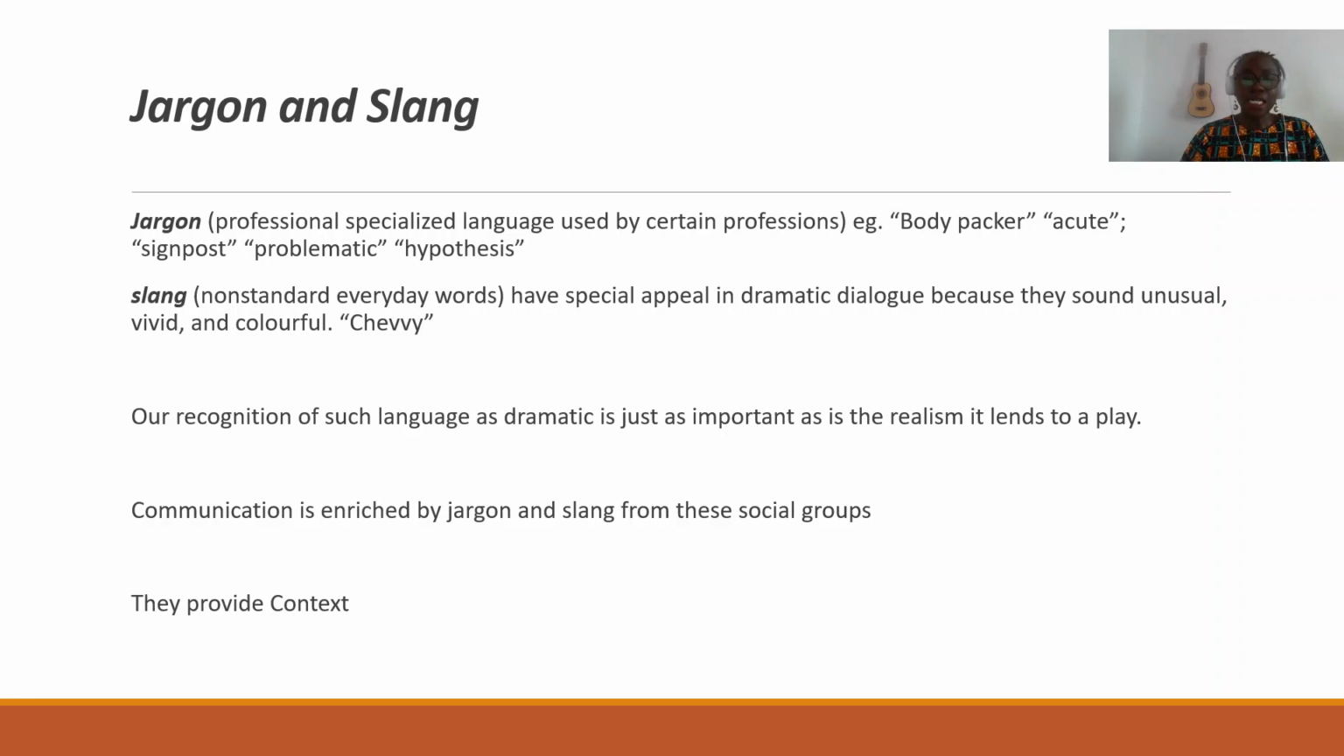So our recognition of such language as dramatic is very important because it gives it a certain kind of realism. It makes the play real because ordinarily this is how they will say it in their homes and between each other. And so you don't concoct anything. When you find characters using slang with each other, it helps us to better understand the kind of relationship they have with each other. And so communication is enriched by jargon and slang from the particular social groups within the play, as they also provide context. They tell us who these characters are, their social class, and the kind of relationship they have.